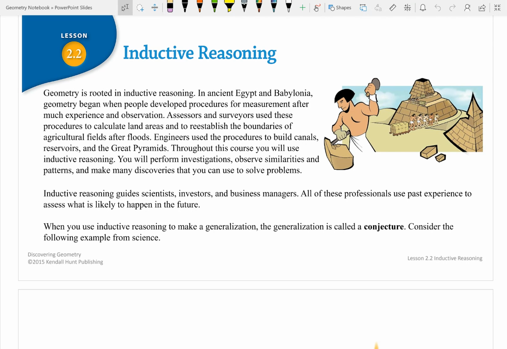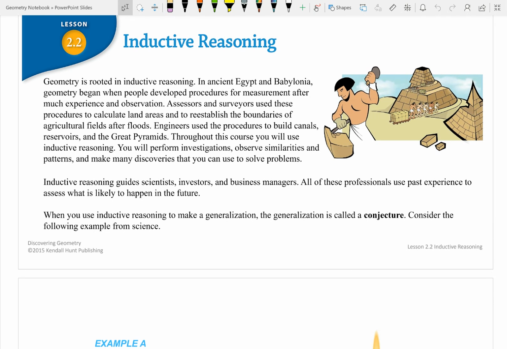Throughout this course, you will use inductive reasoning. You will perform investigations, observe similarities and patterns, and make many discoveries that you can use to solve problems. Inductive reasoning guides scientists, investors, and business managers. All of these professionals use past experience to assess what is likely to happen in the future. When you use inductive reasoning to make a generalization, that generalization is called a conjecture.